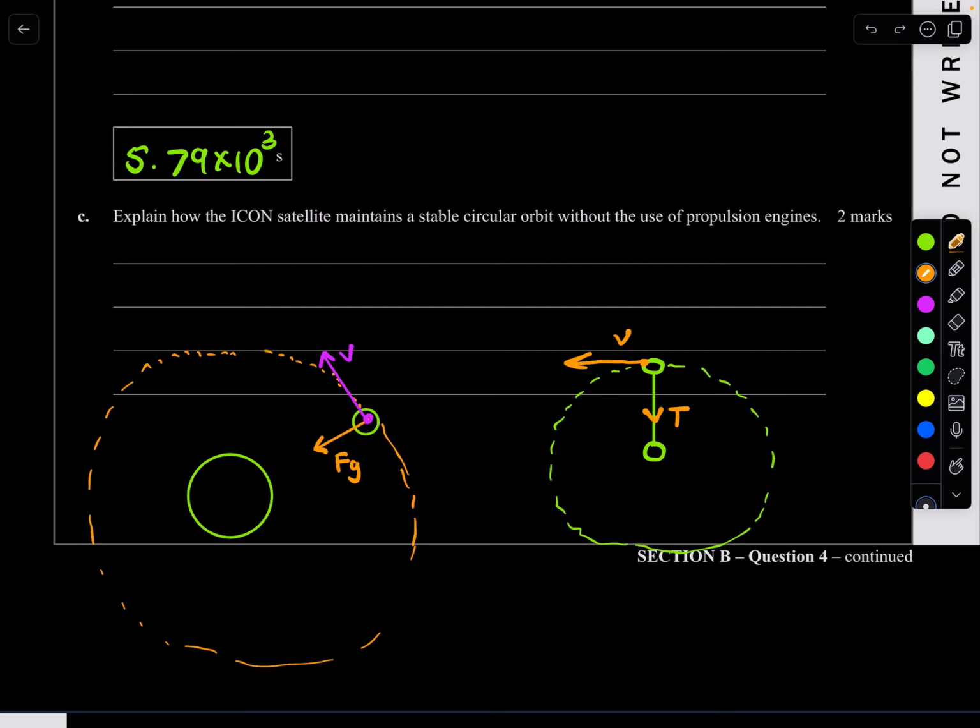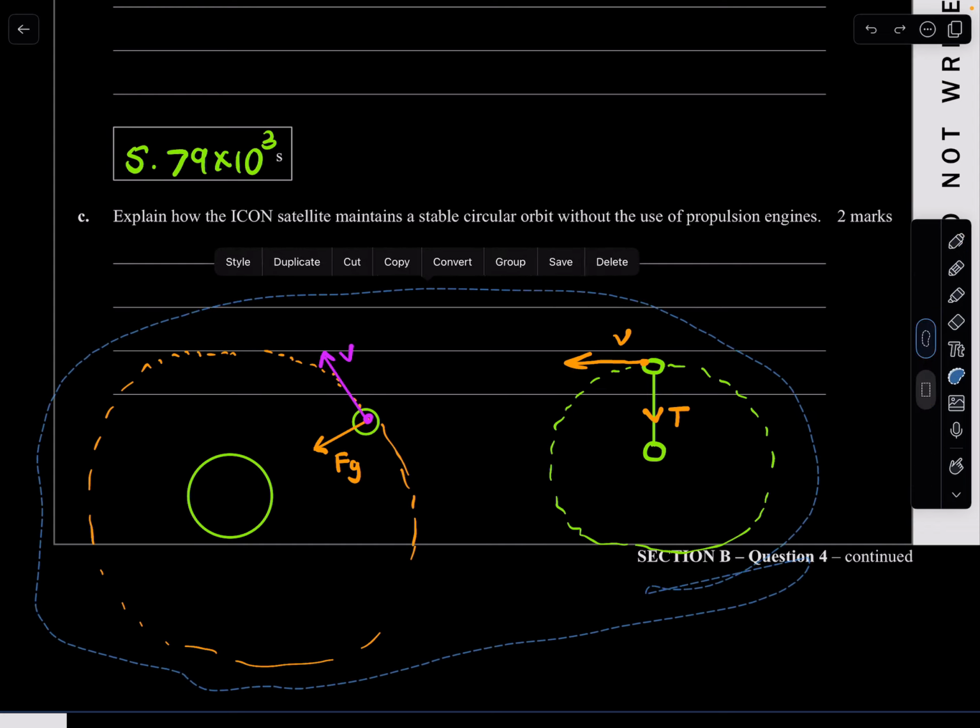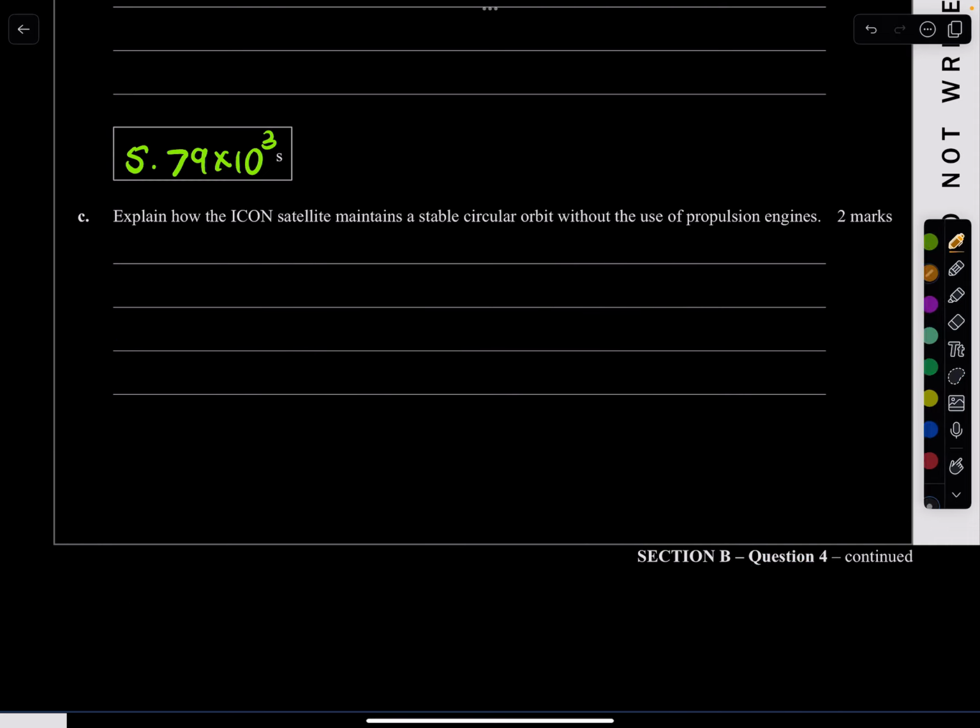Because if you use propulsion engines, you're putting in work, and so it moves at a higher velocity. But without the use of propulsion engines, all we need to know is that the speed is constant, and so that is why it maintains that stable orbit. So this is what you just need to answer to get those 2 marks.